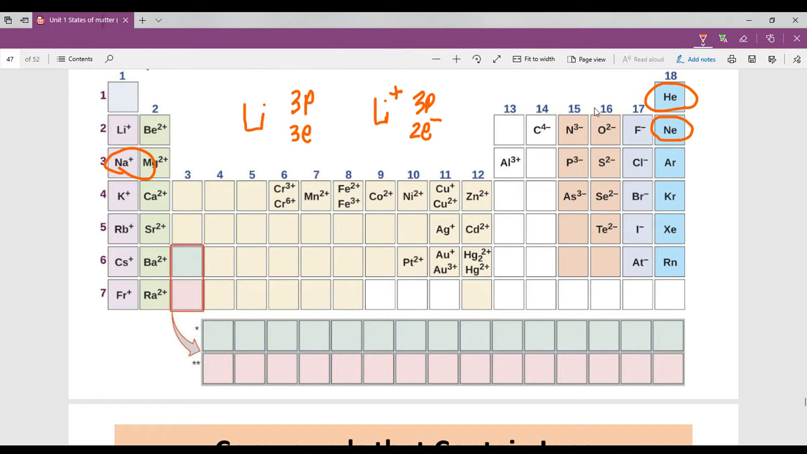Now if you look at the non-metal side of the periodic table, these guys like to gain. Group 7 will gain 1 electron, so we have a negative 1 charge. Group 6 will gain 2, giving a 2 negative charge. Group 5 will gain 3 electrons, so we have a 3 negative charge. Just like that.